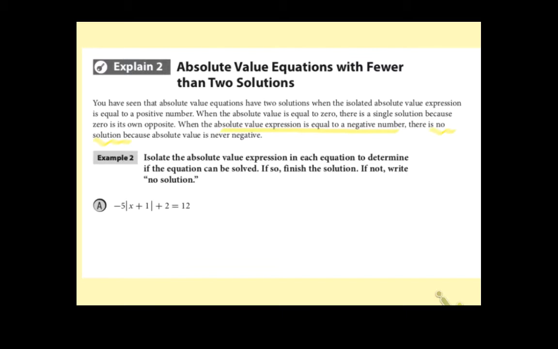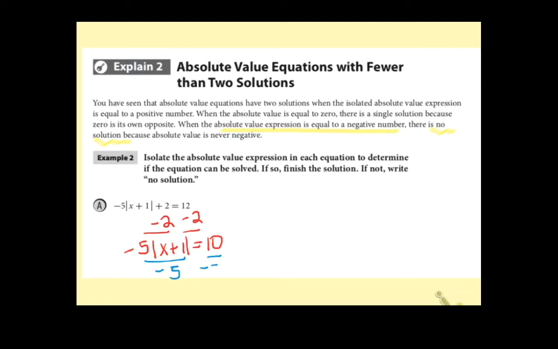So taking a look at this equation, the very first step to isolating the absolute value is to undo any adding or subtracting. So using that SAD map, reverse order of operations, I'm going to undo any adding or subtracting first. And that's going to leave me with negative 5 times the absolute value of x plus 1 is equal to 10. So now I'm going to go ahead and divide both sides by negative 5.